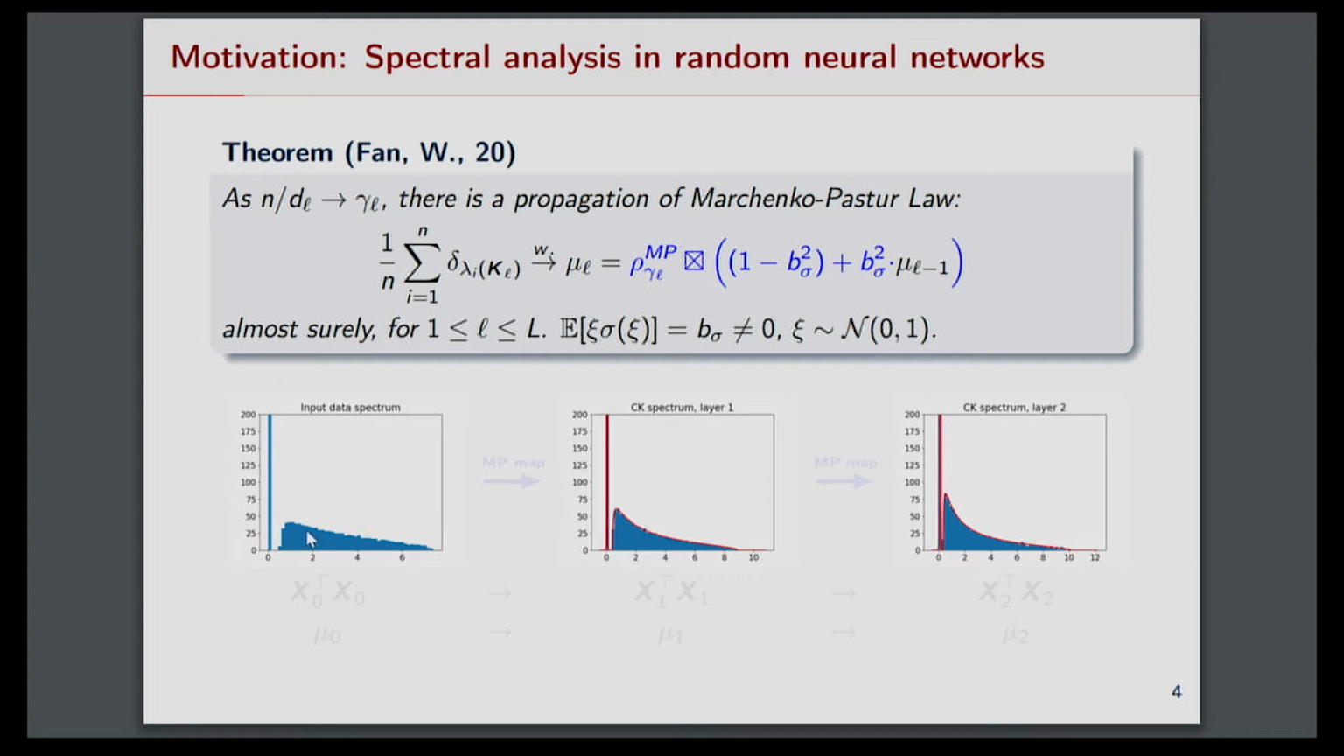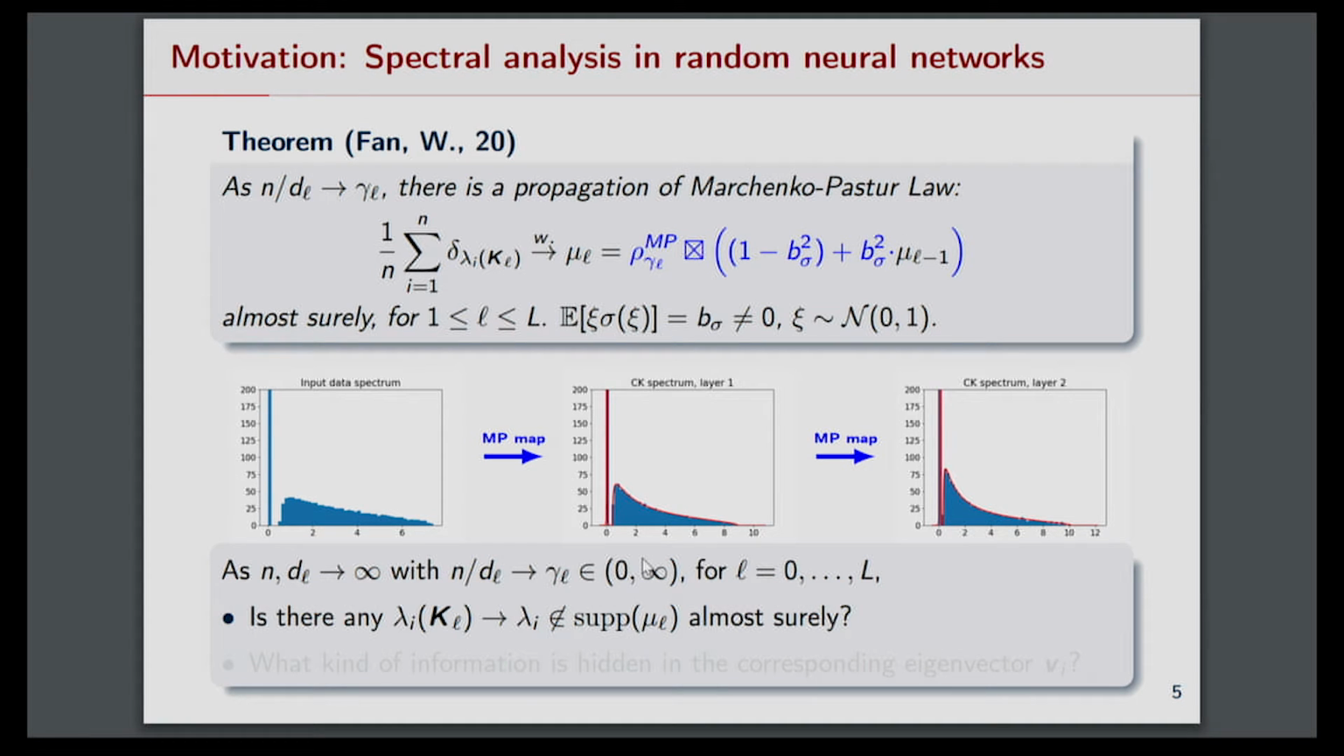You can see from these pictures. Here is the eigenvalue distribution, or histogram, for the initial data. We can apply this map based on the Marchenko-Pastur law distribution to get the distribution for the first layer CK matrix, x1 transpose x1. Then we can iteratively apply this Marchenko-Pastur law map to get the spectrum for the second layer and so on. This can be computed from the Stieltjes transform. I will define this limiting quantity later.